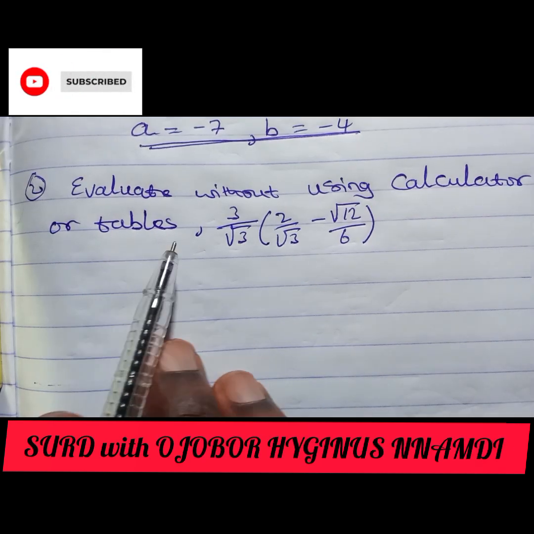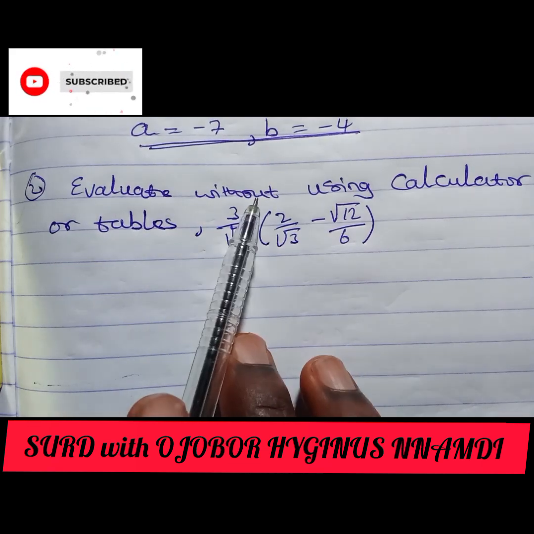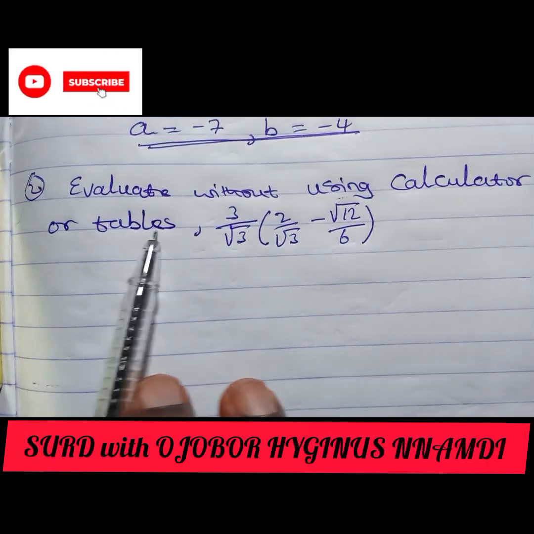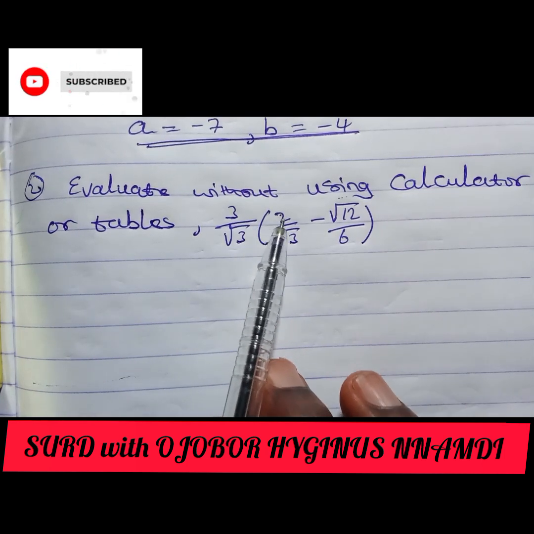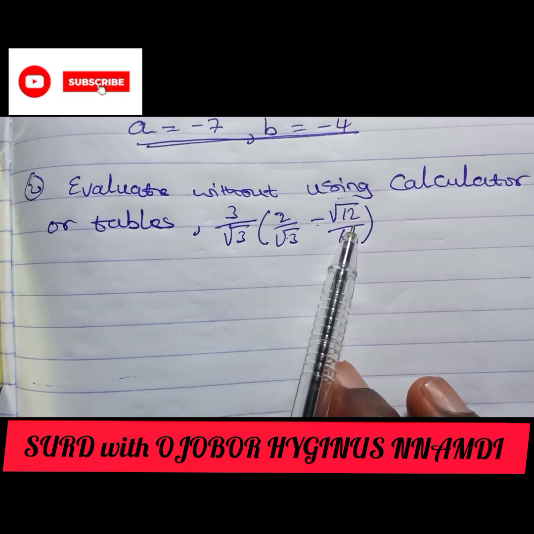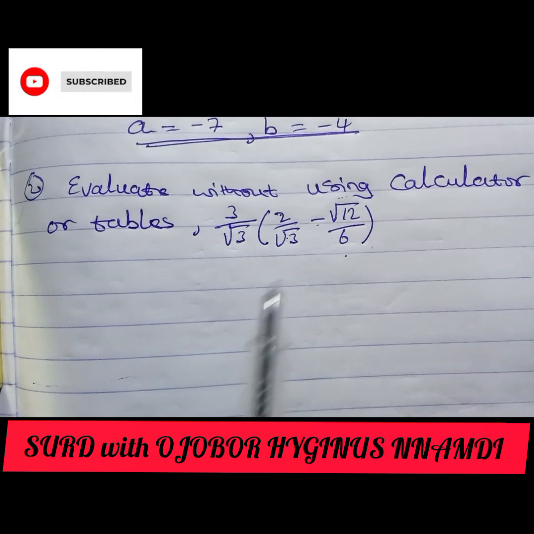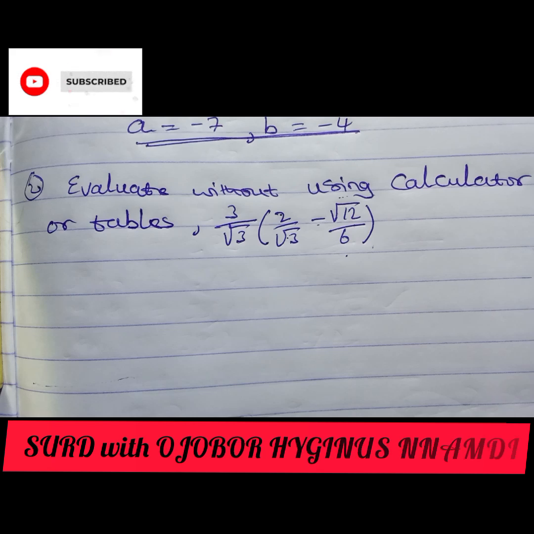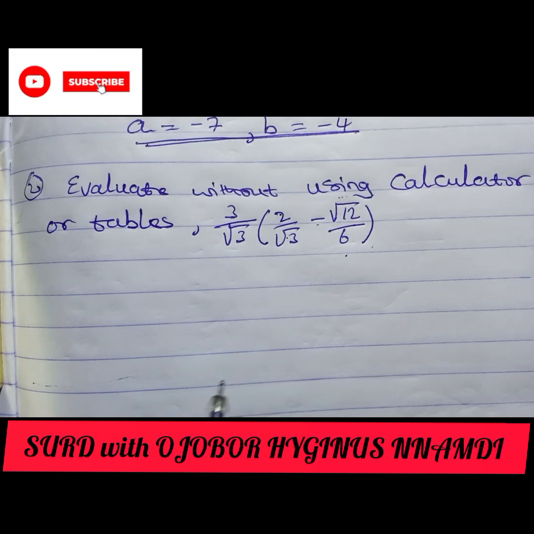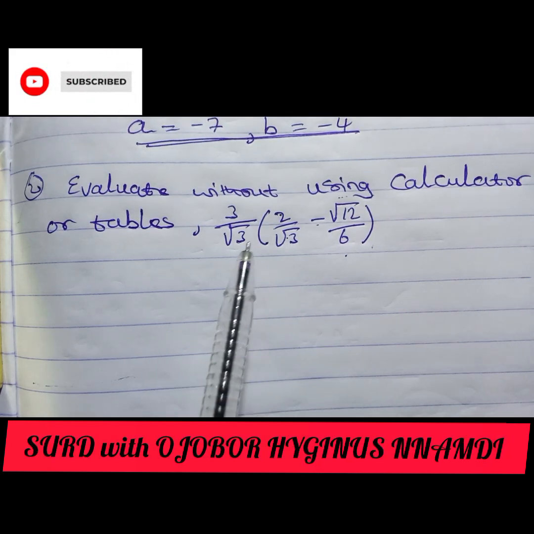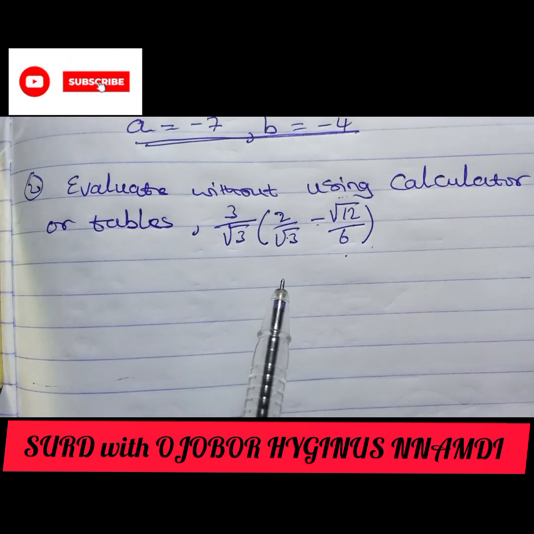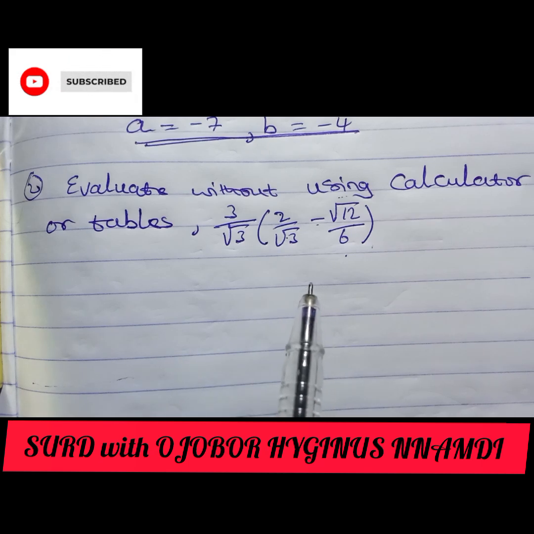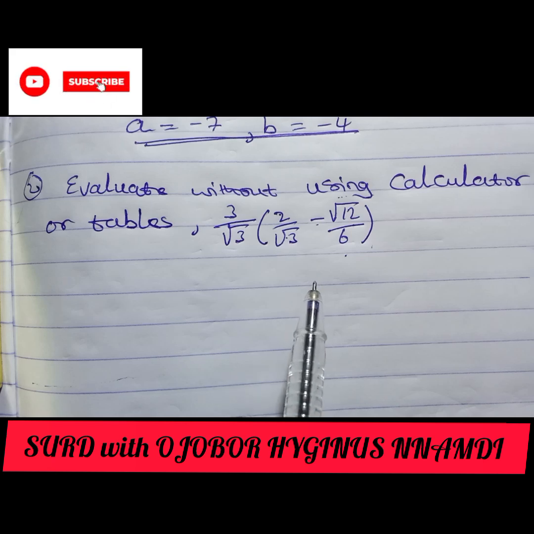So if we look at this other question: evaluate without using calculator or tables 3 over root 3 open bracket 2 over root 3 minus root 12 over 6 close bracket. Now, there is no singular method of solving this, but whichever method you use, since we're having fractions here, you will ensure that the answer you get does not have an irrational number as the denominator. There should not be roots at the denominator.